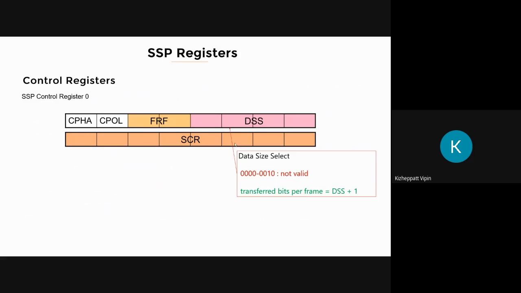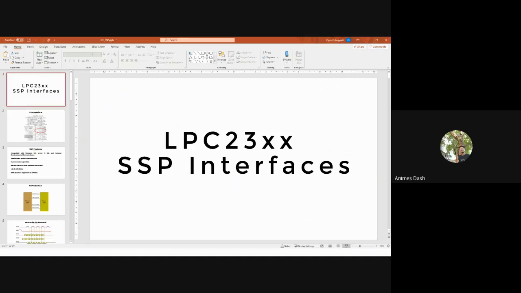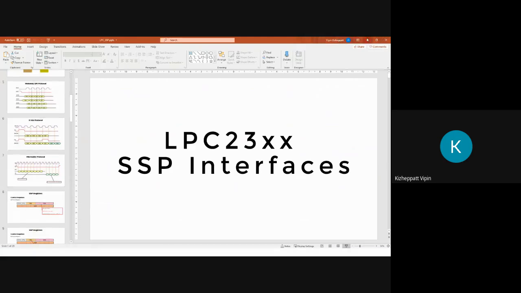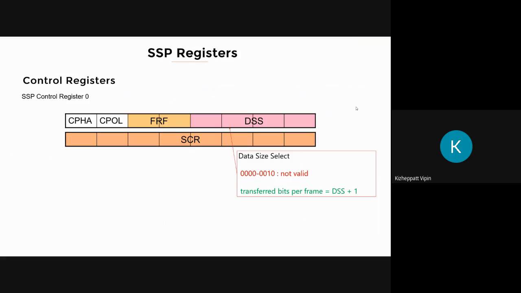So the transfer size per frame is this plus 1. So if you want 16, what should you write? 1 1 1 1. That is 15 plus 1. Do you remember in SPI what we used to write for the maximum transfer size? 0 0 0 0. Oh, good. You write all zeros, that is indicating 16.